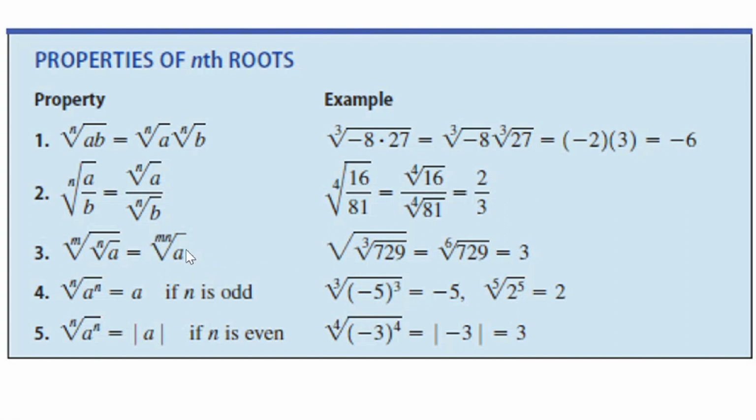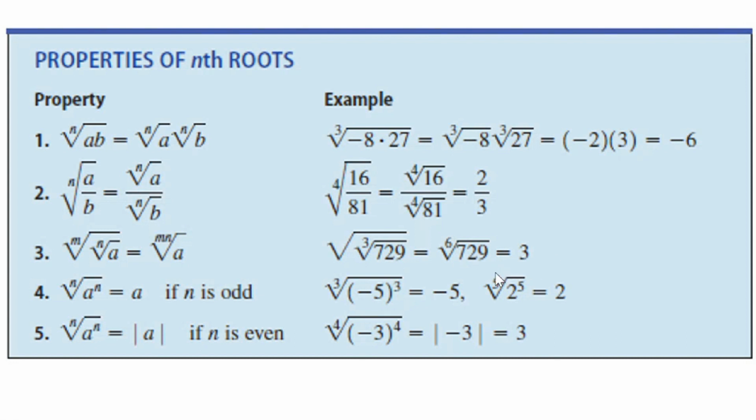Okay, I will emphasize this one using an example. If I have the square root of the cube root of 729, first of all, multiply their indices. So the index here is 2 times 3. That is why you have there the 6th root of 729. And the 6th root of 729 is 3.